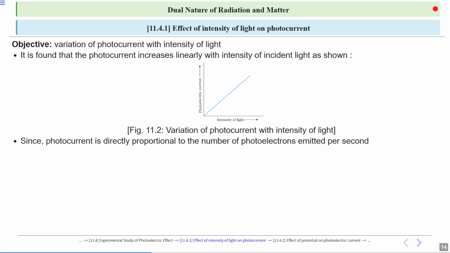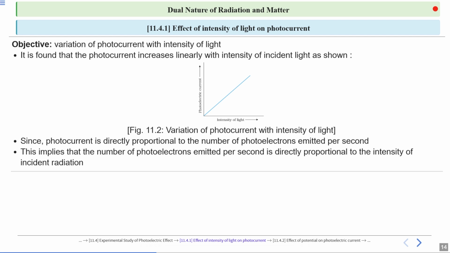This happens because the photocurrent is directly proportional to the number of photoelectrons emitted every second. In other words, the more electrons that are knocked out of the material by the light, the higher the current we measure. So, this implies that the number of photoelectrons emitted per second is directly proportional to the intensity of incident radiation.